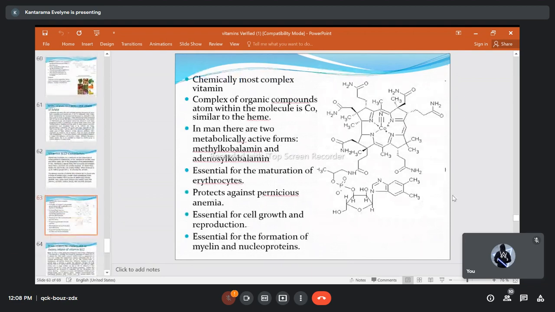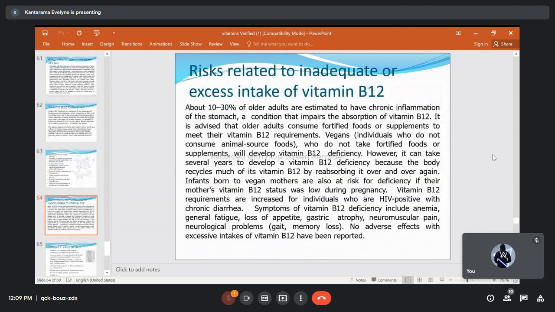Here it has a complex structure. But what is important to remember is the importance of minerals. Cobalt is important in the structure of B12. And now, the risks related to inadequate or excess intake of vitamin B12.